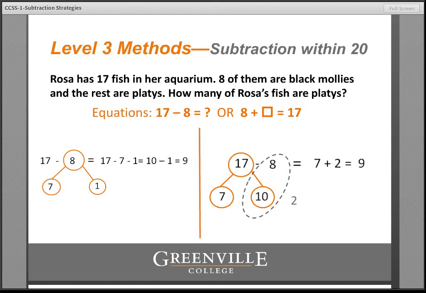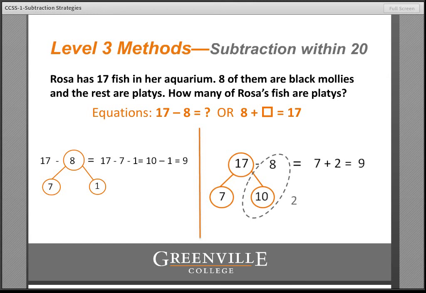Here's another example of subtraction within 20 using level 3 methods that involve some decision making. So I have 2 different ways, and you'll notice that I'm showing you some different representations here too. So supposing the children have this problem, Rosa has 17 fish in her aquarium, 8 of them are black mollies and the rest are platies. How many of Rosa's fish are platies? So there's a couple of different equations that could be generated.